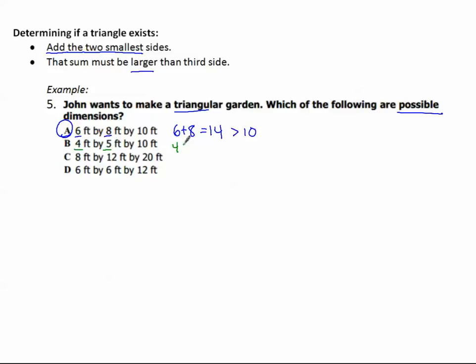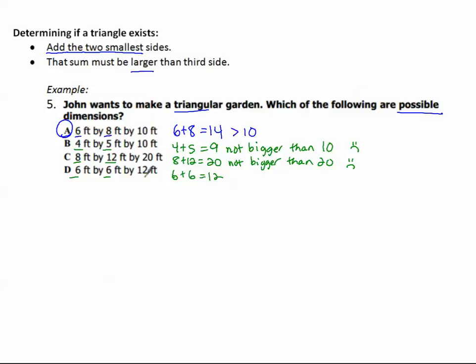4 and 5. 4 plus 5 is 9. Is 9 bigger than 10? Nope, not bigger. So it doesn't work. 8 plus 12. 8 plus 12 is 20. Is 20 bigger than 20? Nope, not bigger than 20. And 6 and 6 add up to exactly 12. That's the third side, and that's also not bigger than the third side.